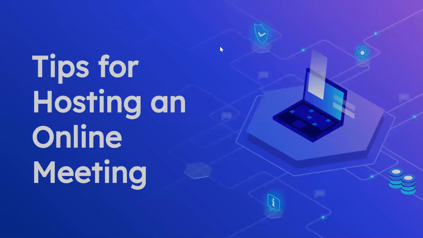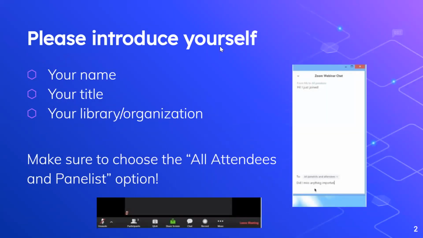Just a reminder, you can introduce yourself if you want to put your name and your title and library organization. Just make sure you're choosing that all attendees and panelists option. That is the way that people are going to be able to see you and see your message. If you just choose panelists in that to field, you're not going to be able to get the message to everybody. It's only going to go to me.